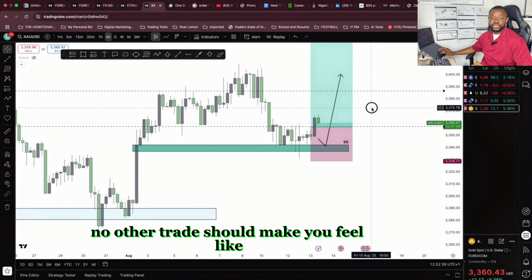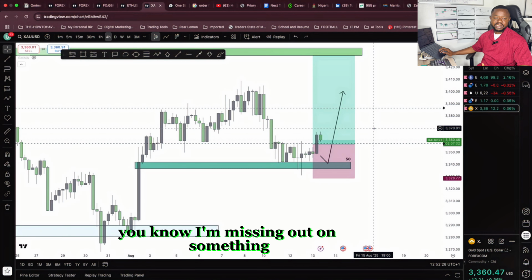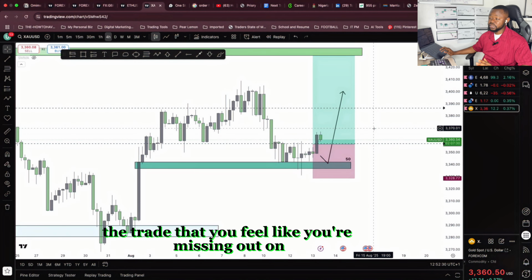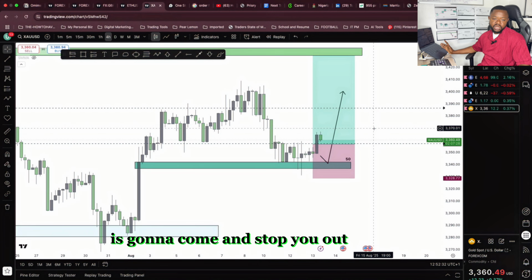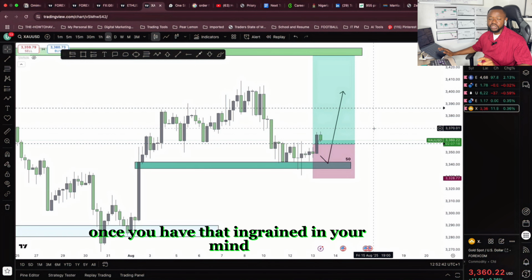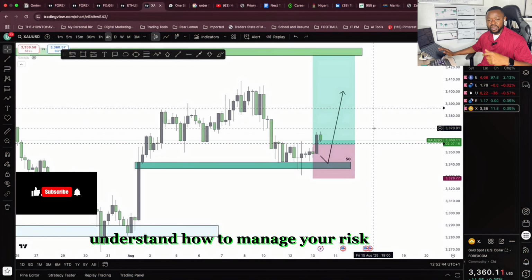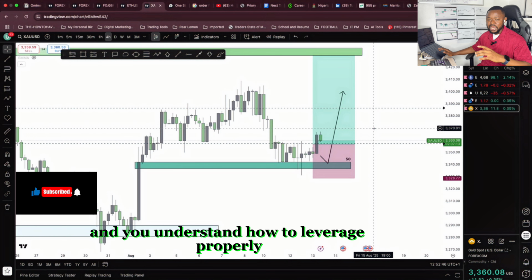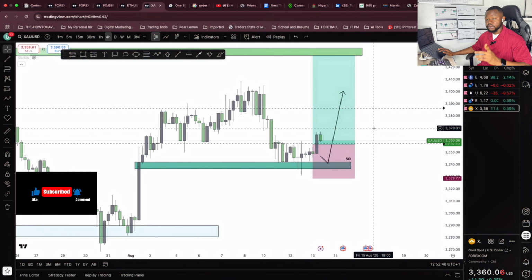No other trade should make you feel like you're missing out on something. It is all probabilities. The trade that you feel like you're missing out on is going to come and stop you out. The trade that you think, oh, it's not a very fine trade, it's an ugly trade, is going to go to TP. So it's all probability. Once you have that ingrained in your mind, you will understand how to manage your risk, and you understand how to leverage properly.